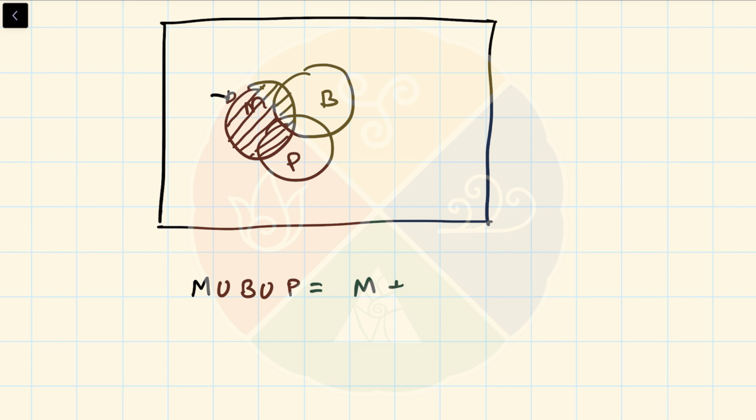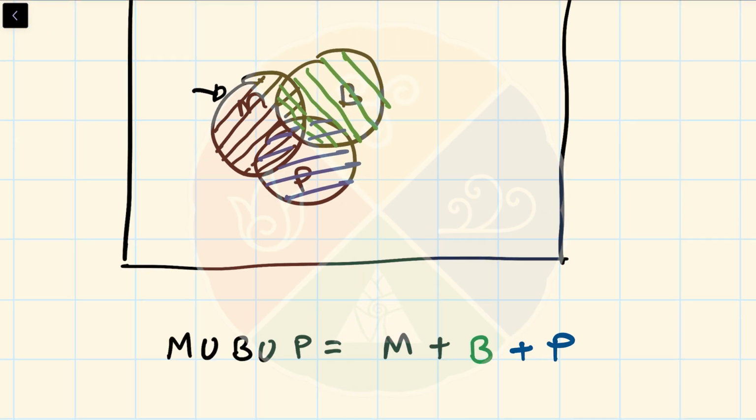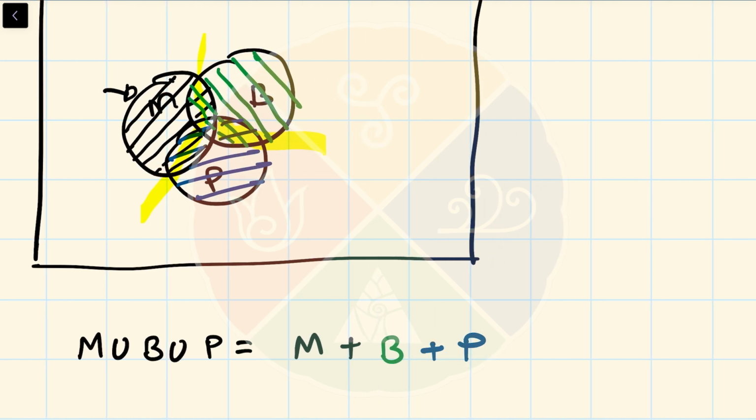To that, I will add all the people from biology, so everyone in this group is also going to come. Now I will add psychology to that, so everyone inside this group also will come. But the problem is that there are multiple double countings. If you look at the areas like this or this or this, double counting has happened.